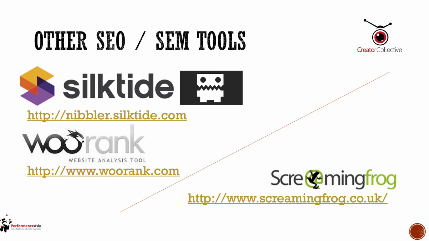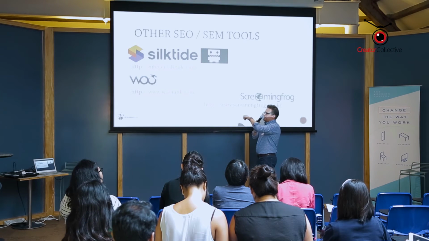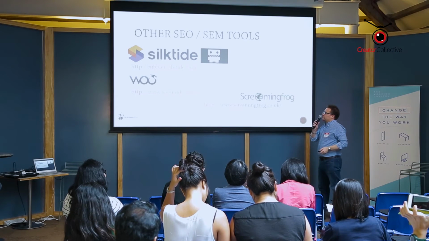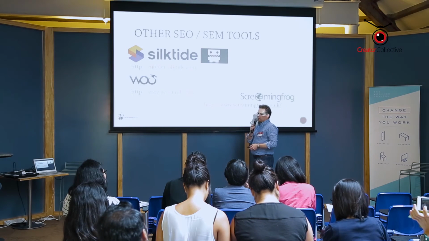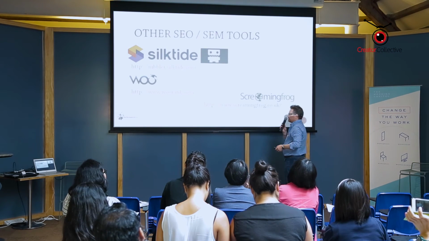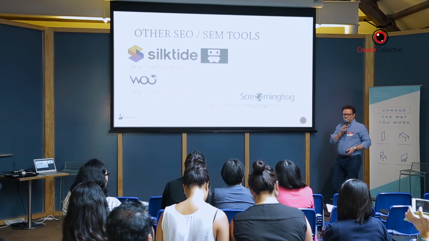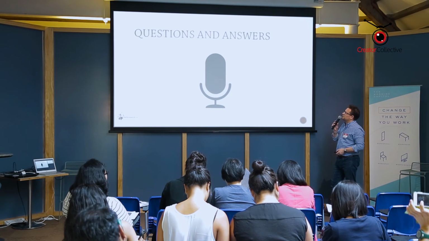Very quickly, other tools to help you do some SEO. There's a sort of freemium tool called Nibbler. It will analyze your site and it will tell you what's wrong with it. If you pay for it, you can go to like Nibbler Paid, and then if you've got mega money, you can go up to the Silk Tide. There's another one called WooRank. I tend to use that one. It is a paid for service, but it's very good. It just tells you how to optimize content on your site. And then alarmingly, there's a desktop product as well called Screaming Frog. But it does the same sort of things.